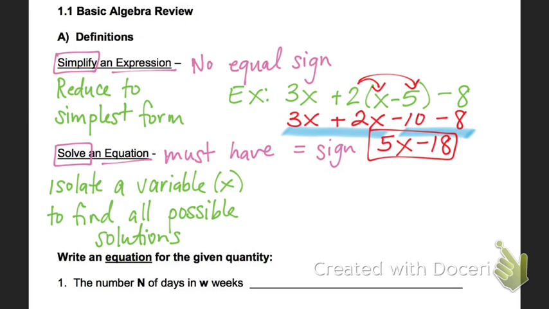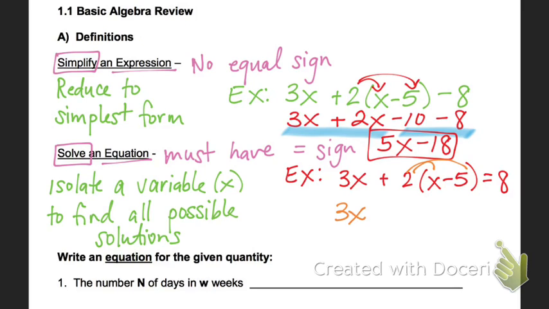So let's say my example is 3x plus 2x minus 5 equals 8. Different than the first example because why? Equal sign, perfect. So what would my first step be if I want to get the x by itself? What do I need to do first? I still need to distribute. So that gives me equals 8.